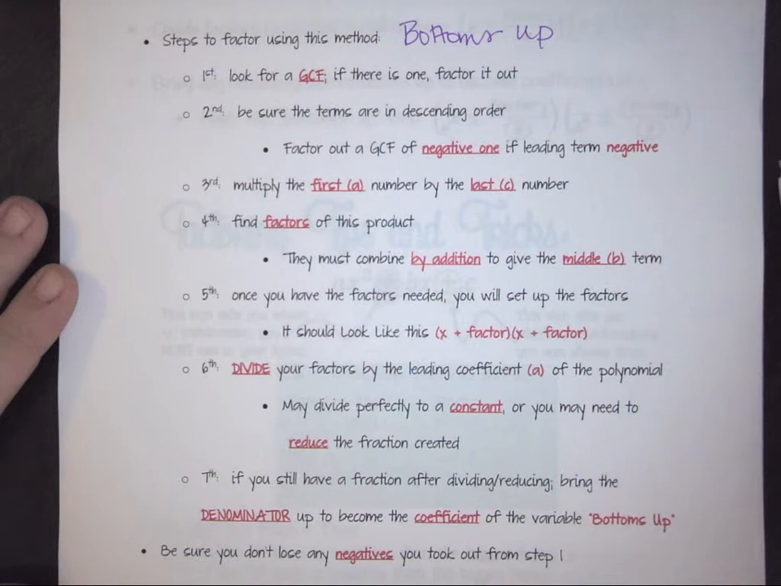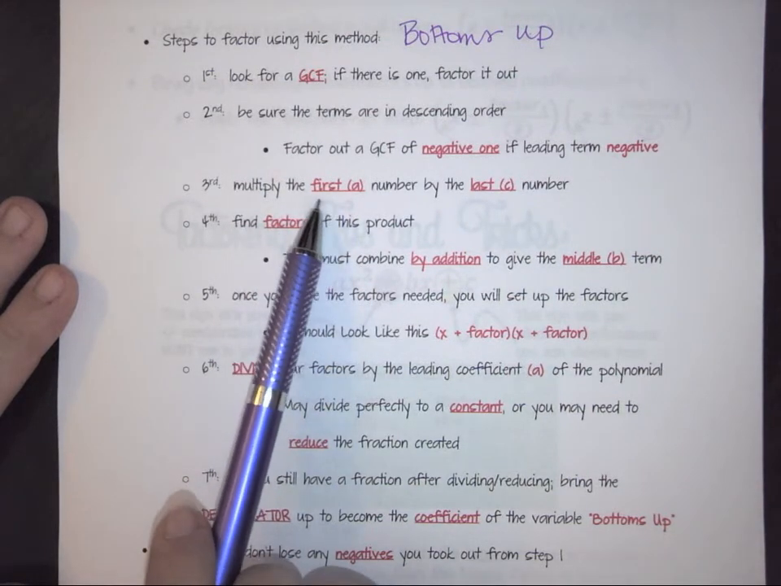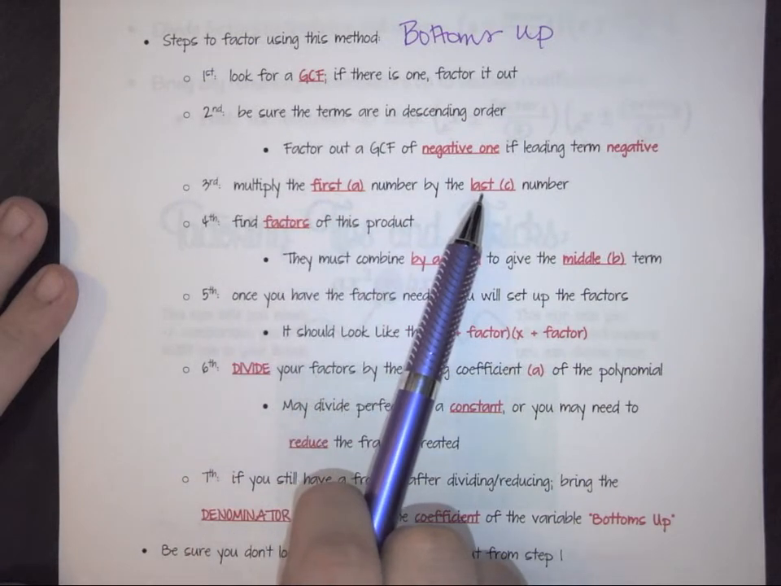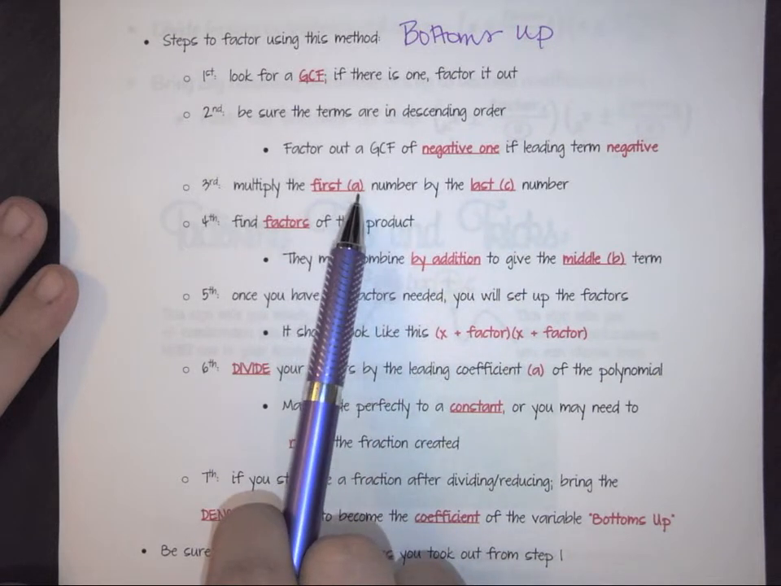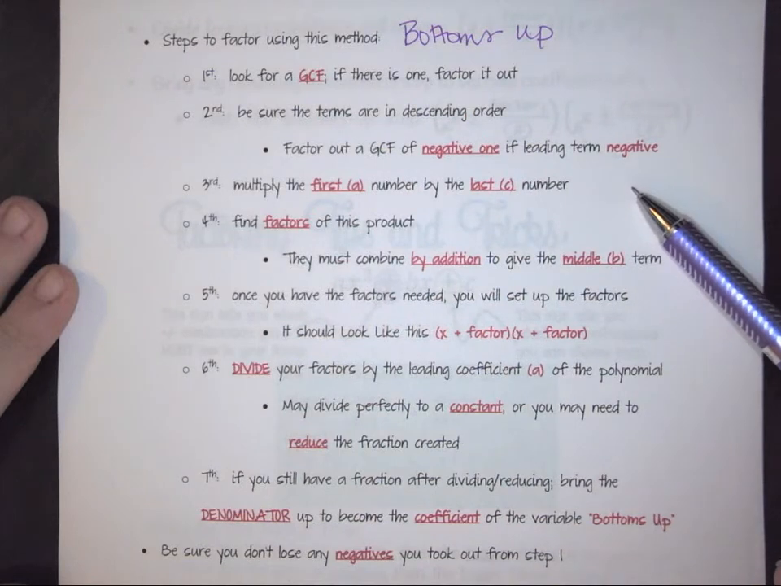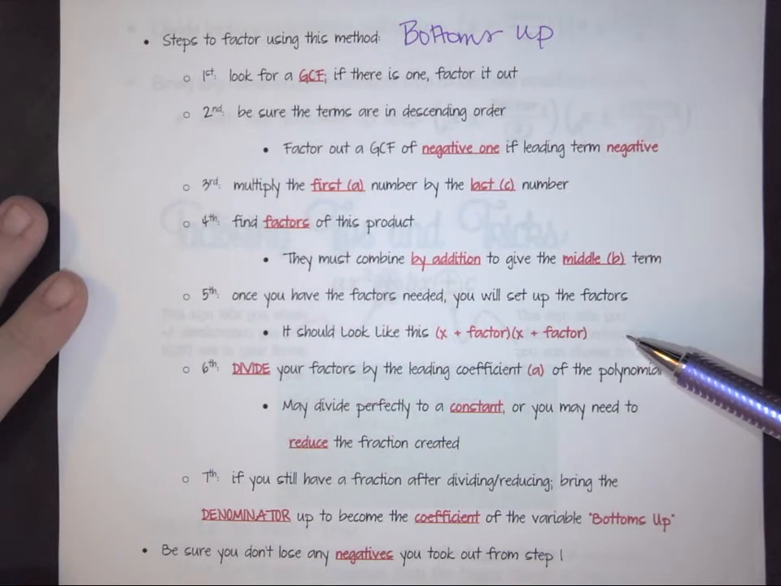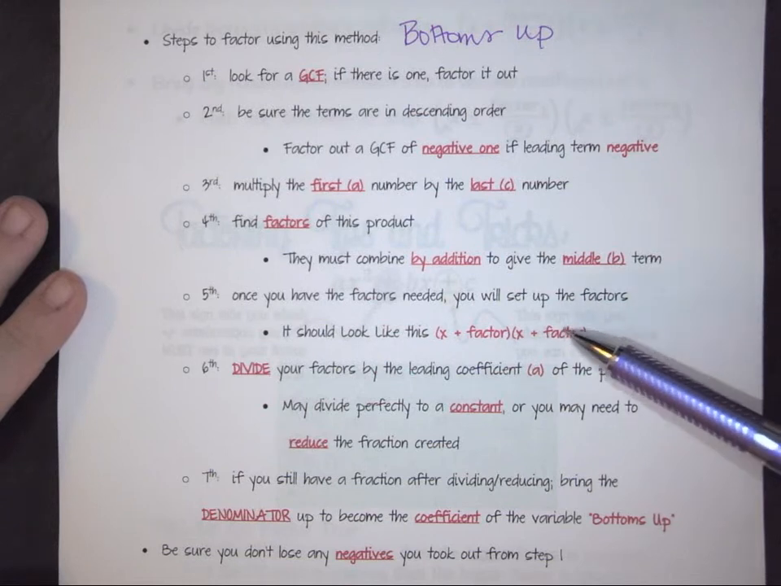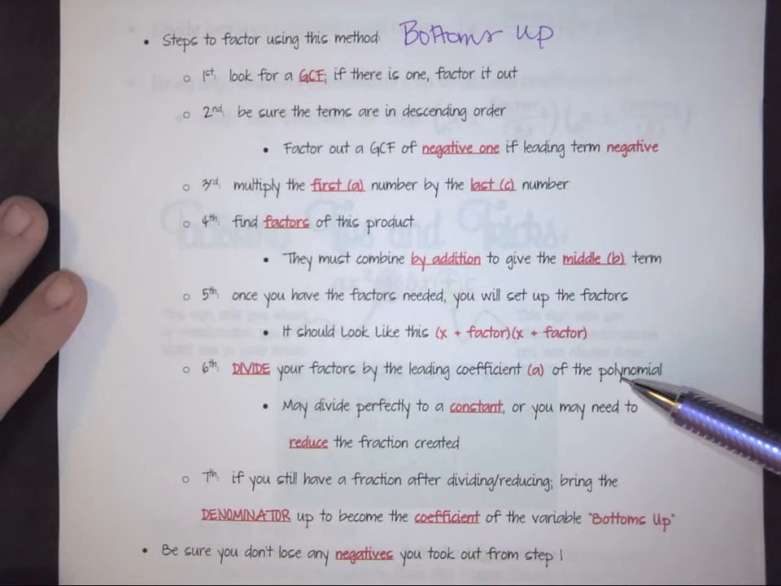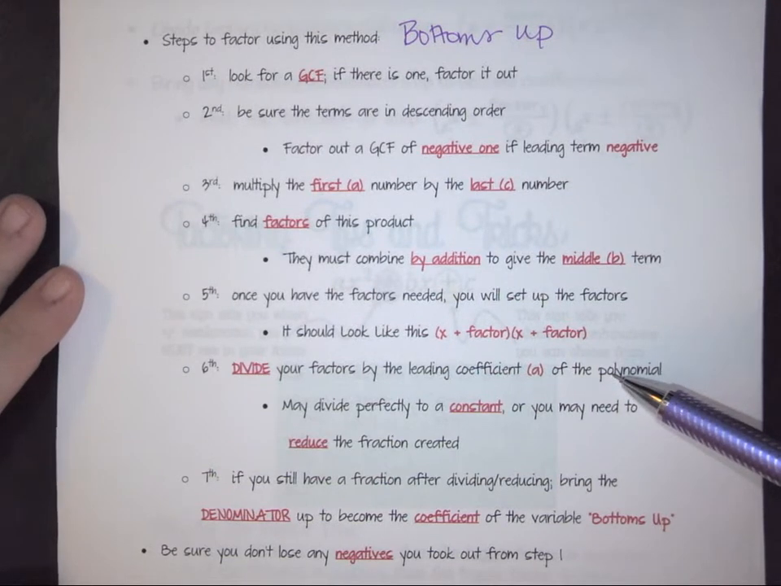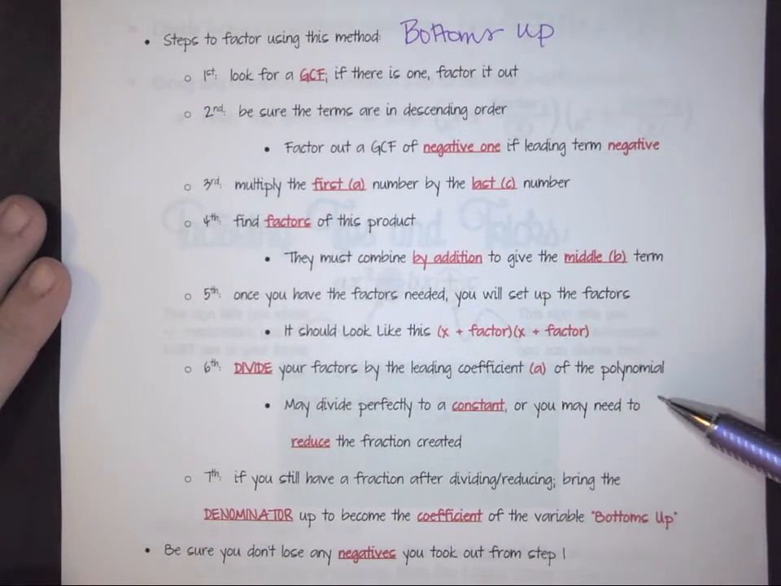After you've done all of that, you're going to multiply your a, the coefficient of your squared term, times your constant. In other words, a times c. You're going to get a new value, and then you are going to find all the factors of that value. Once you list out or find all your factors, you are looking for the combination of factors that will give you your b term. Then you need to set up your factors, putting them into factor parentheses like these, and you have to divide those factors by that leading coefficient a. Once you're done with that, you need to reduce any fractions you see, and then the very last step is bottoms up, meaning any denominators that you still have are going to become the coefficient of the variable, i.e. bottoms up.